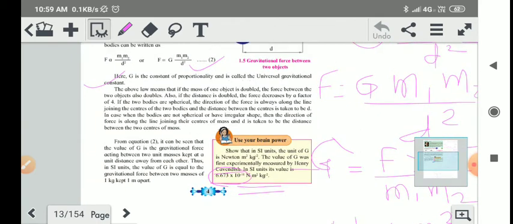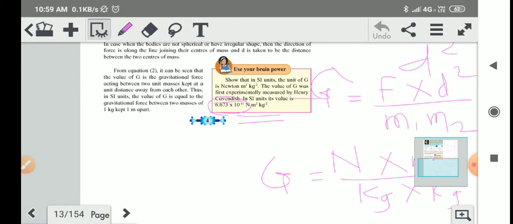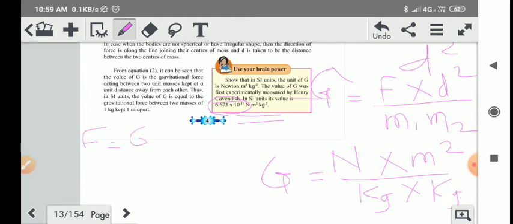Now here the above law means that, see this line, if the mass of one object is doubled, the force between two objects also doubles. So if we double the mass of one object, then the value of force is also double. We can explain this like this. So we have the formula: force is equal to G into m1 m2 divided by d square.